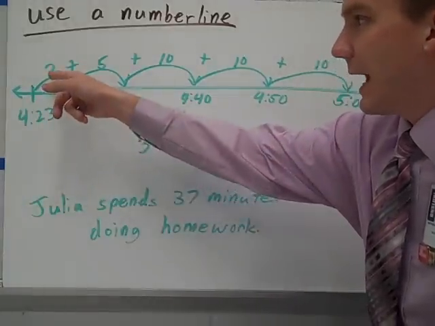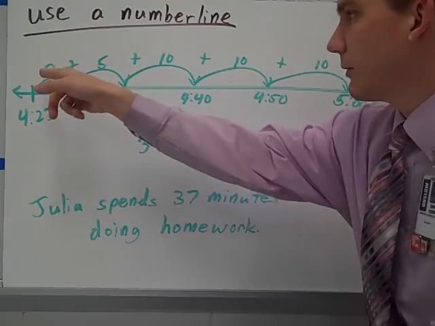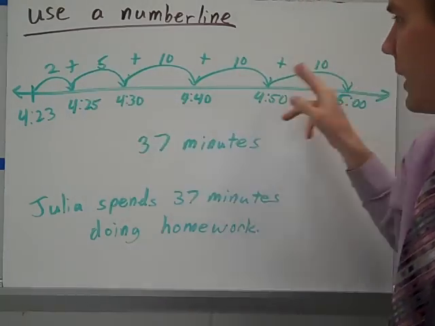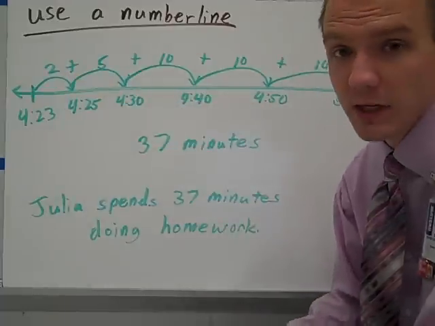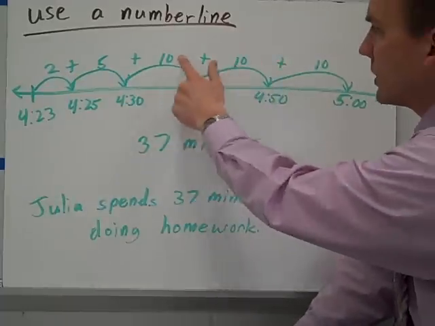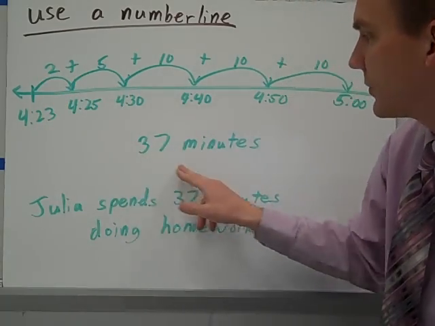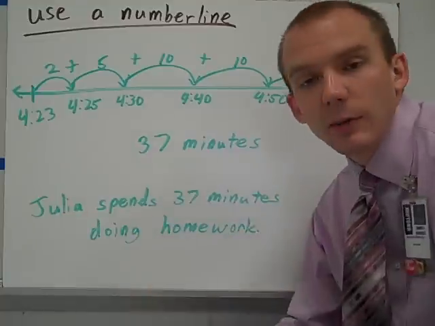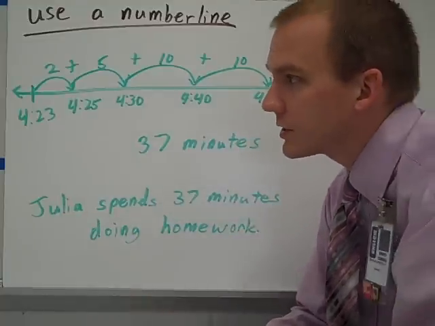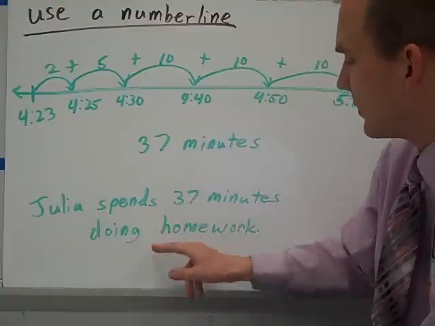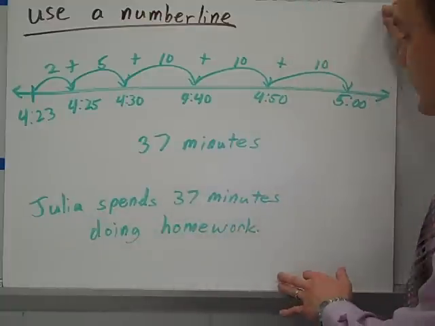Next step is to add up all the numbers that I wrote. Notice how you want to write up here the number that you jump. I like to count this way because it's actually a little bit easier. 10, 20, 30, 35, 36, 37. And you get 37 minutes. But it was a word problem that asked us the question, how much time does Julia spend doing her homework? So Julia spends 37 minutes doing homework is my answer.